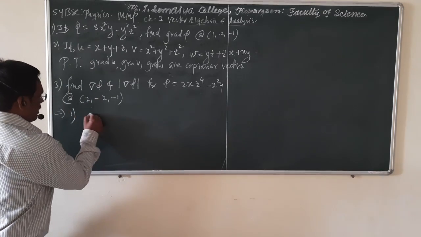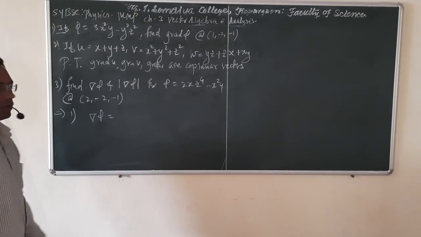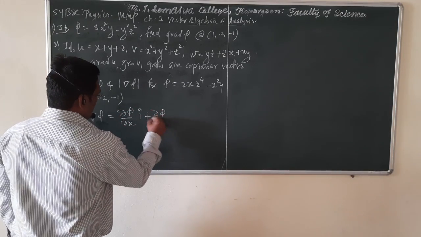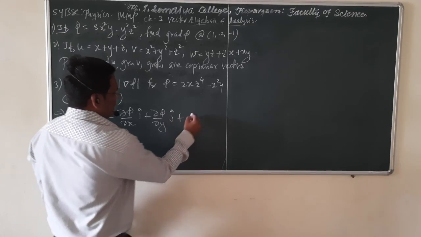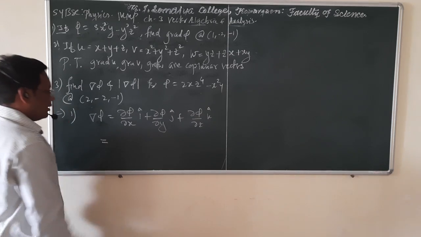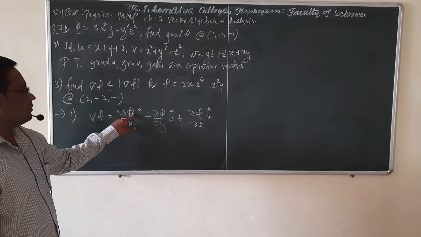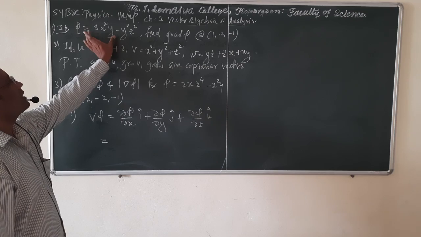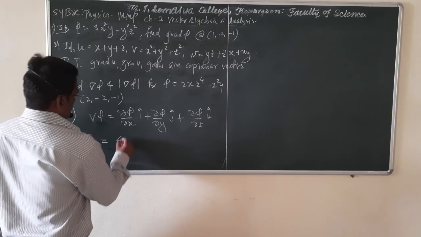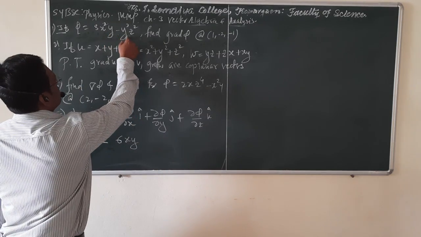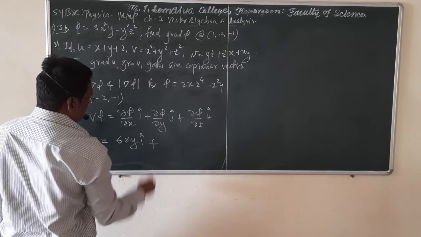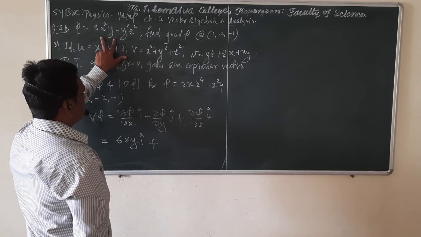So by definition, gradient of phi is equal to ∂phi/∂x i cap, ∂phi/∂y j cap, and ∂phi/∂z k cap. Now here we have to take the partial derivative of phi with respect to x. So the partial derivative of this with respect to x becomes 6xy. The partial derivative of this term with respect to x is 0, into i cap, plus the partial derivative of this term with respect to y.